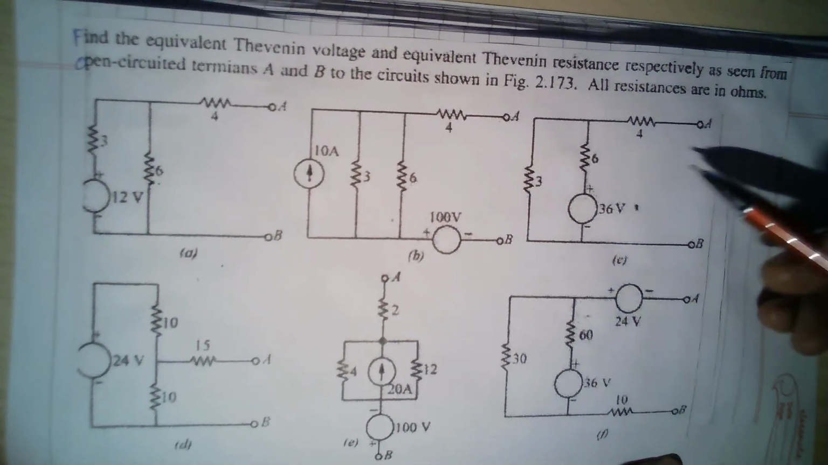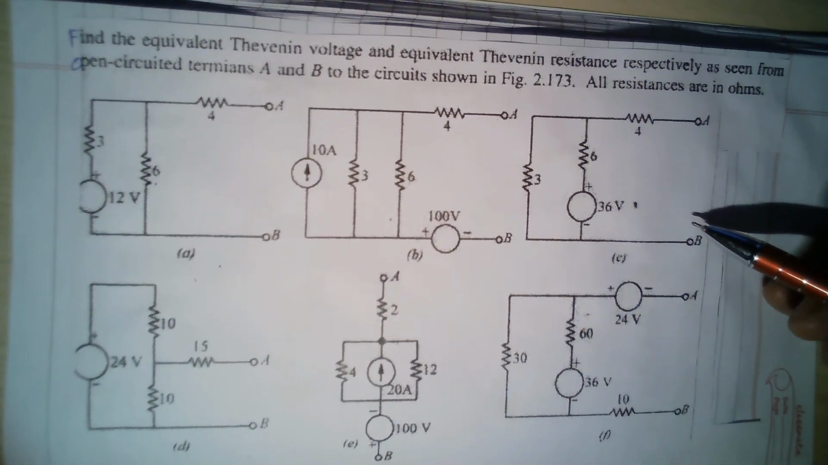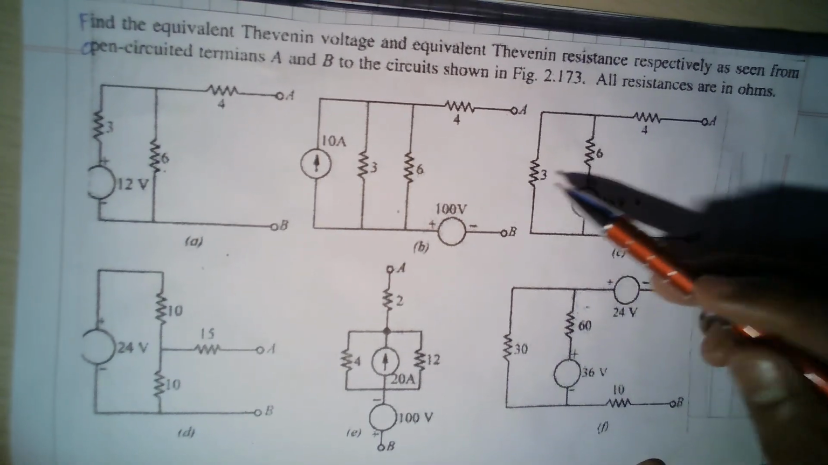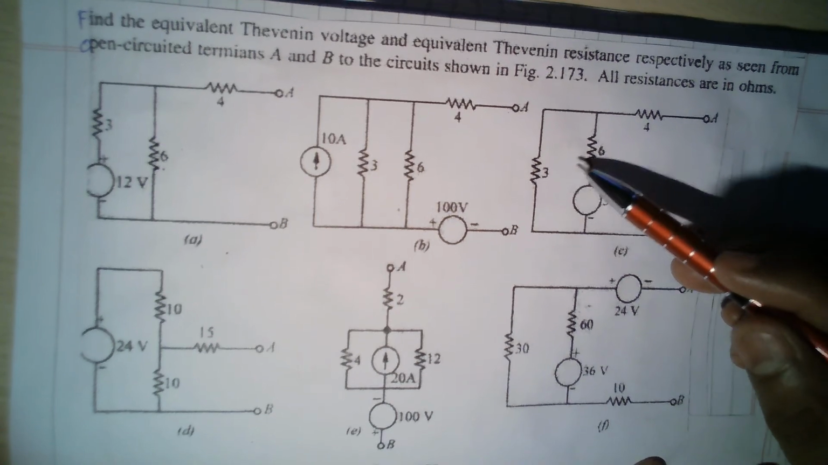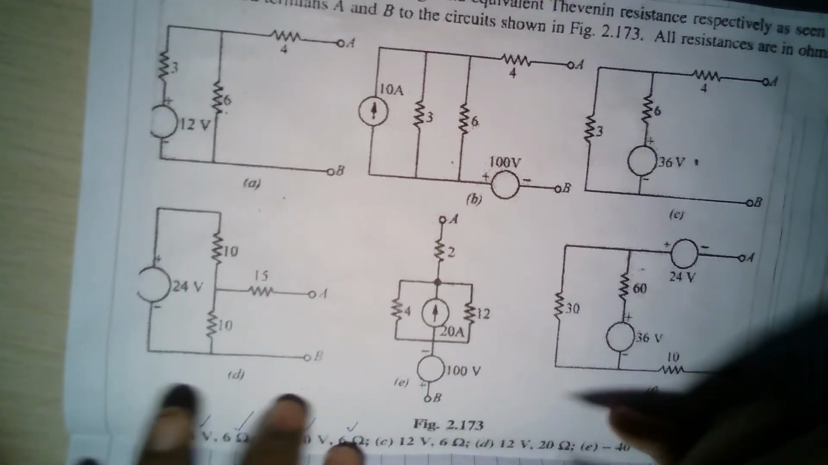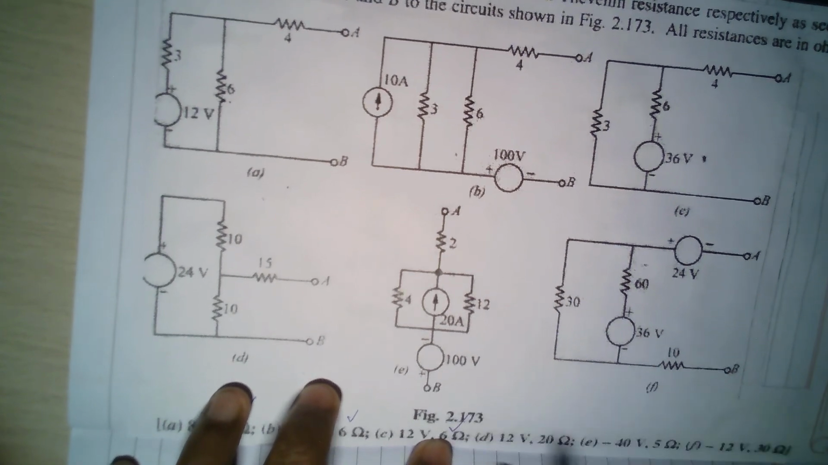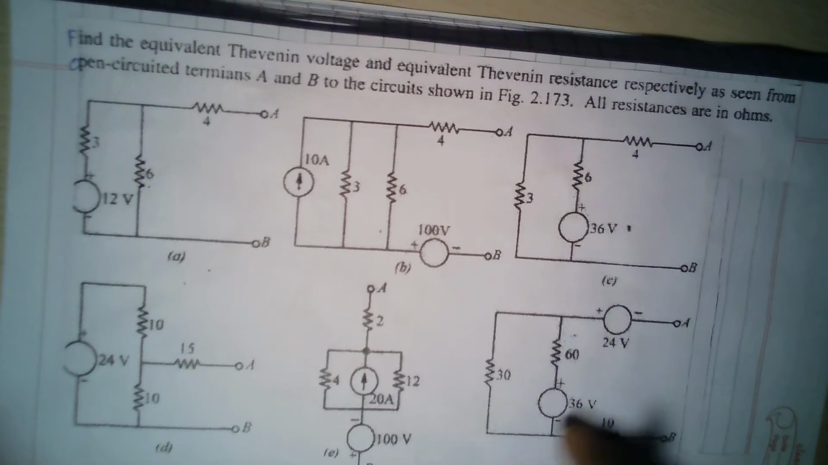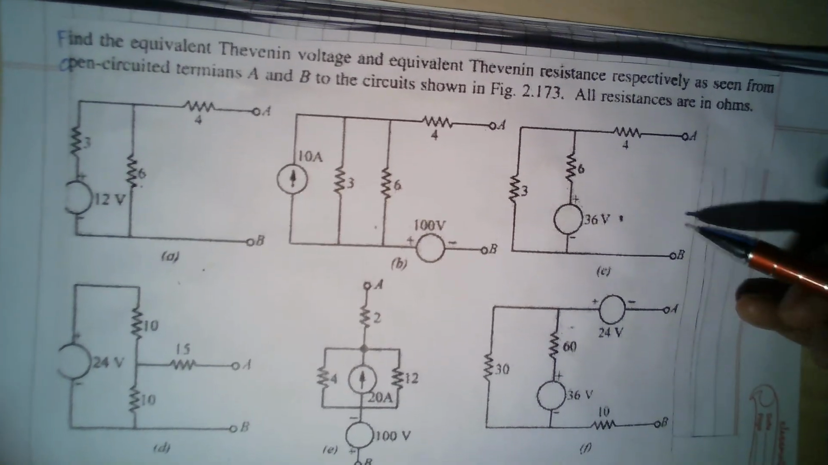Now coming to the C problem or third problem. So again exactly same, 6 parallel 3. This is short circuited. 6 parallel 3 is 2 and 2 in series with 4 is 6. Okay, so again you find that it is 6 ohms. So here you can find 6 ohms as the answer. Now the question is how to find the Thevenin's voltage.